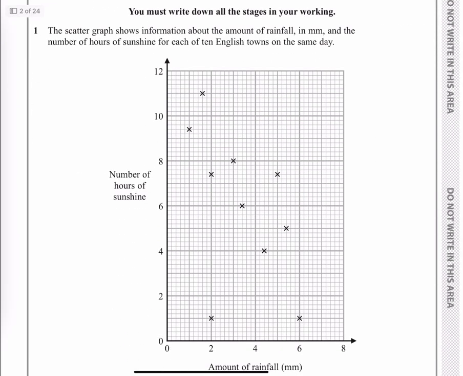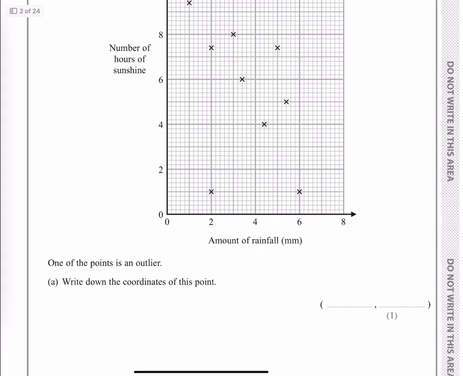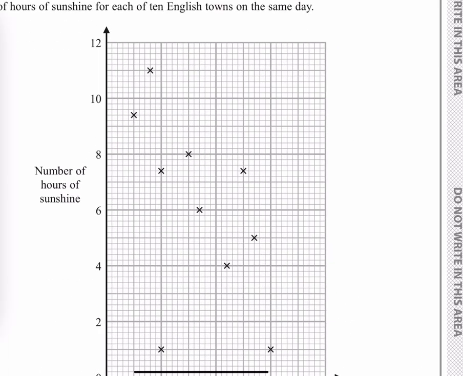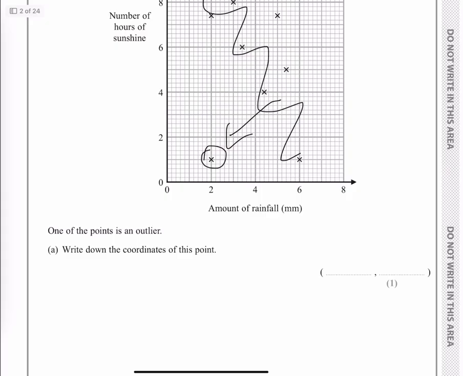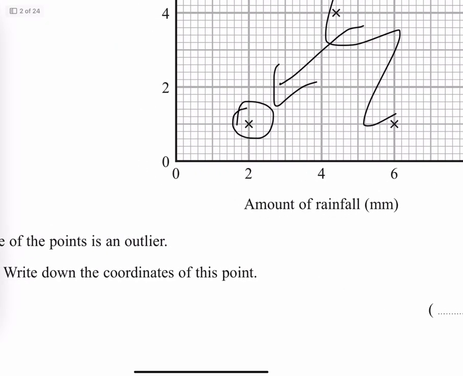Right. Here's a scatter graph. One of the points is an outlier. Okay, well it's this one, because it's miles away from the others. I'm not really sure what else I can tell you, because these are all kind of in a line, aren't they? So what's the coordinates? Well, it's 2 on the x and 1 on the y.